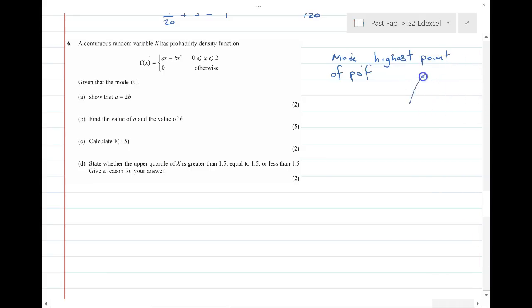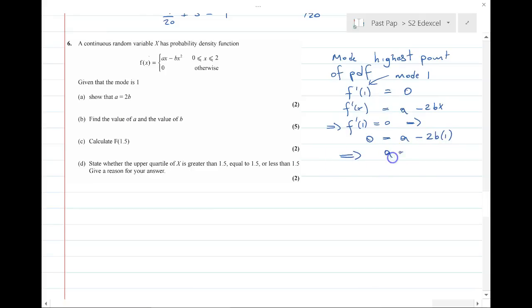But I note a few things. This is a kind of upside down quadratic, a curve, and the mode's in the middle. So in this case, the highest point will be when f'(1), because the mode is 1, is going to be equal to 0. But f'(x) is equal to a minus 2bx. So f'(1) equals 0 implies that 0 is equal to a minus 2b times 1. So that gives us a equals 2b as required. Okay, so that's part A of the question.